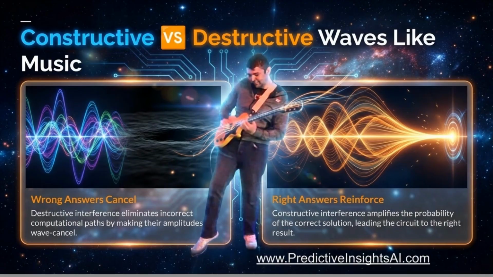Welcome to this video on quantum statistics, starting with the concept of wave interference. Think of it like music. Destructive interference, where waves cancel, eliminates incorrect computational paths. Constructive interference, where waves reinforce, amplifies the probability of the correct solution, guiding the quantum circuit to the right result.